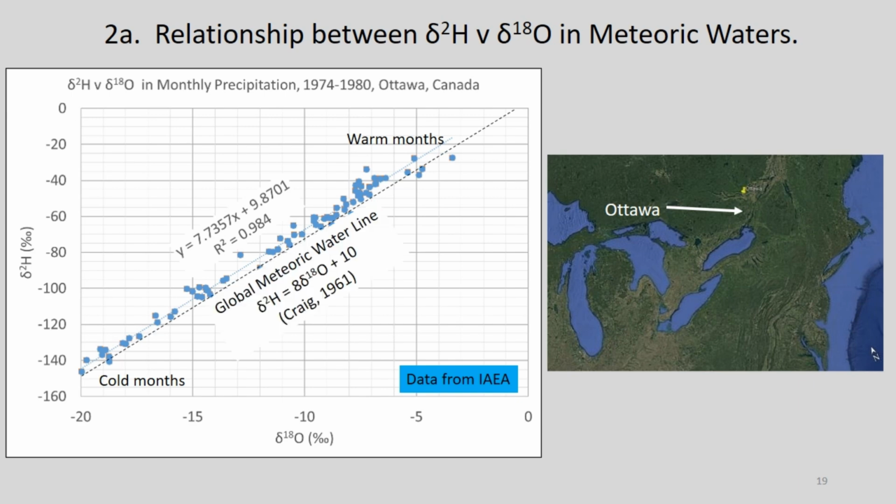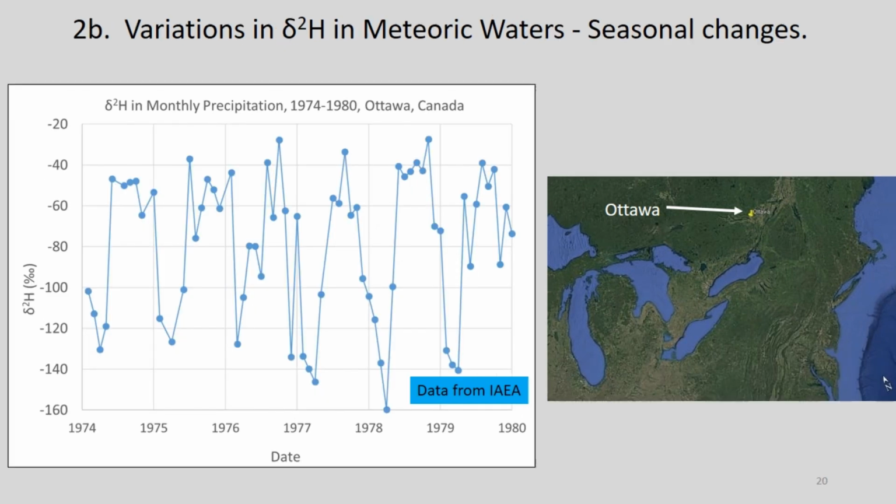Globally, this is the meteoric water line here by Craig, 1961, with the slope of 8, and that includes values from around the world for meteoric water. So those are waters that come from rainfall and snowmelt and groundwater and that sort of thing.